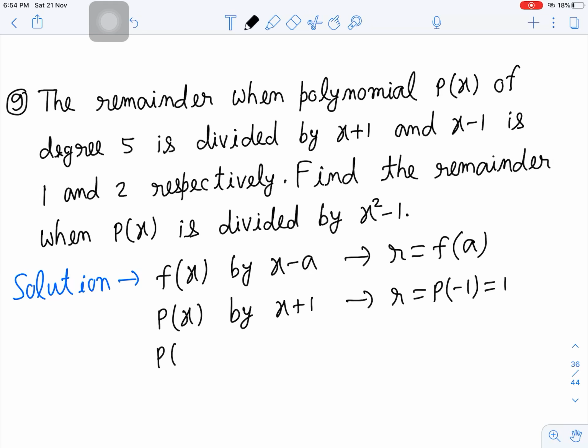Okay, similarly when you divide p of x by x minus 1, now if you compare x minus a with x minus 1, you will get a equal to 1. So now remainder would be nothing but p of 1, and that remainder is nothing but 2.